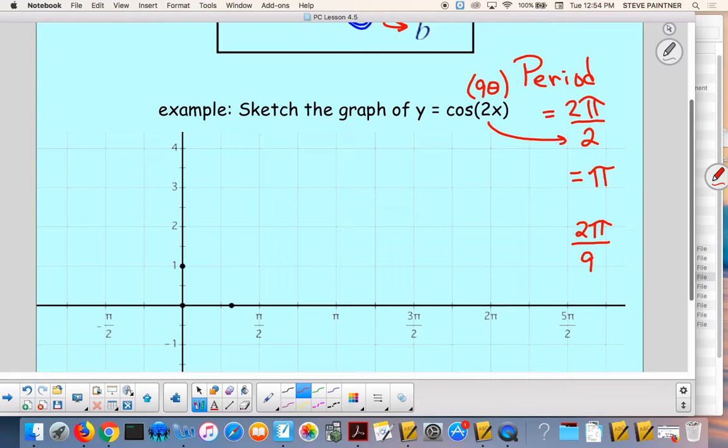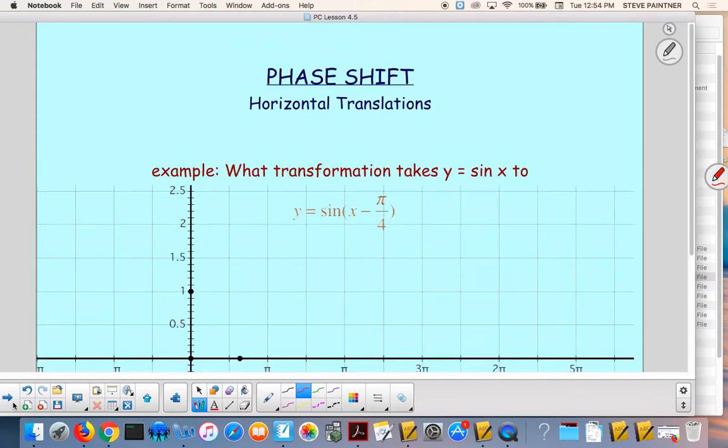Would you mind if we don't graph that one? Because it's very similar to the last one. Yeah? Oh, you want to graph it? I would love to. Okay, we're not going to.